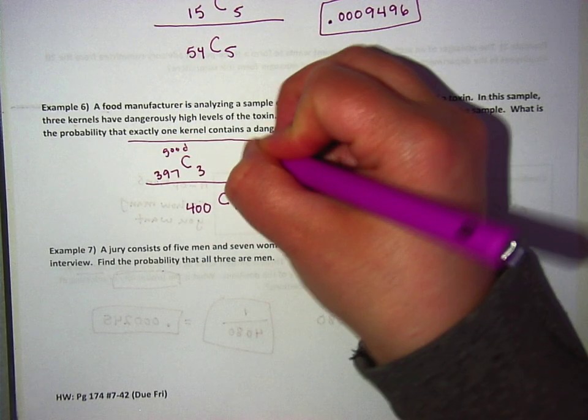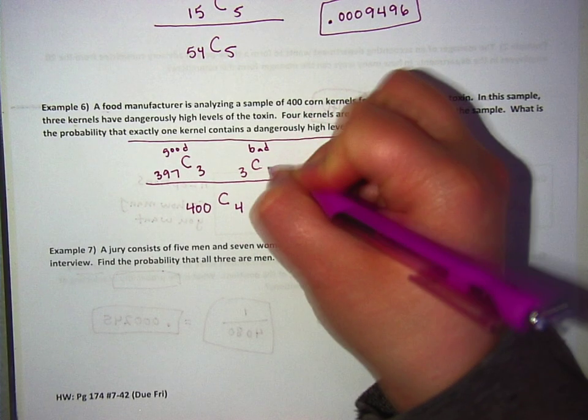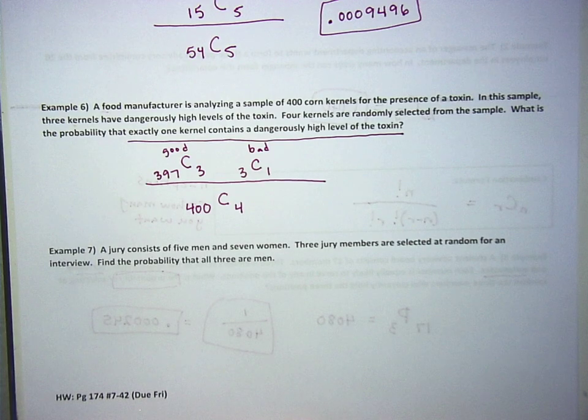And then as far as the bad kernels, what do we want? How many bad kernels are there? 4. You can come in. Well, there's 3, but you want 1. 3, and I want 1. 1 bad one. All right, go ahead and put that in your calculator. I don't think you'll need any parentheses on this one.